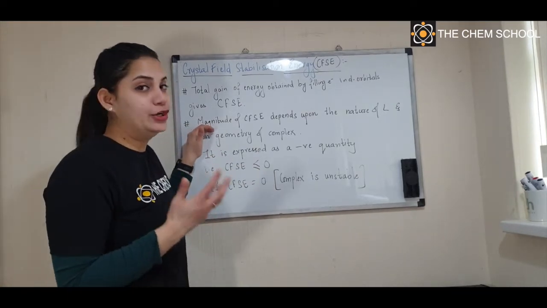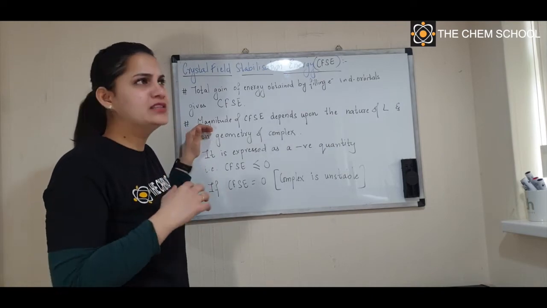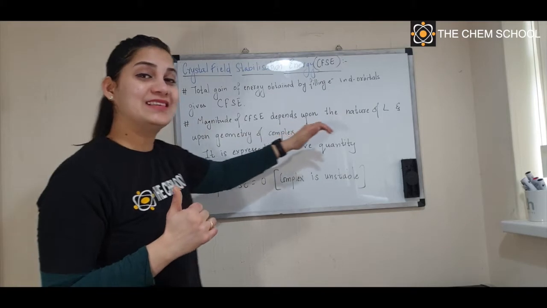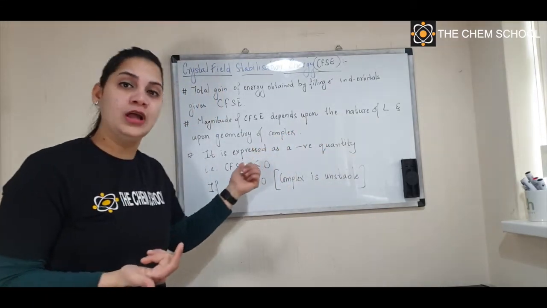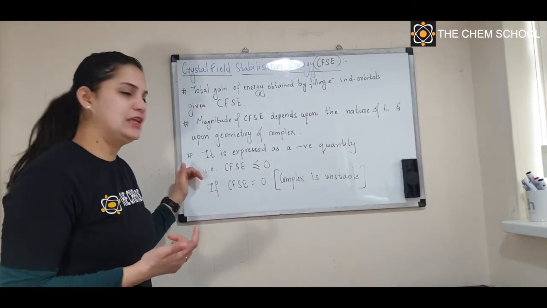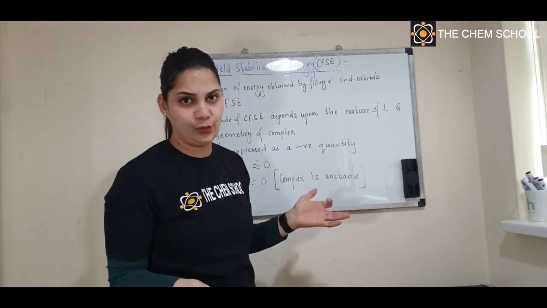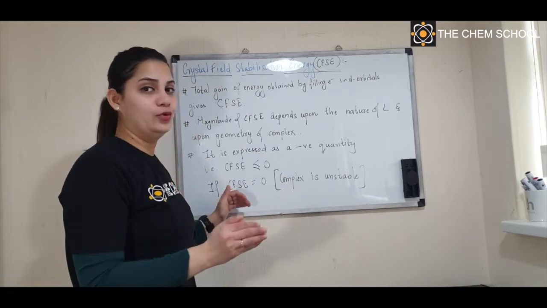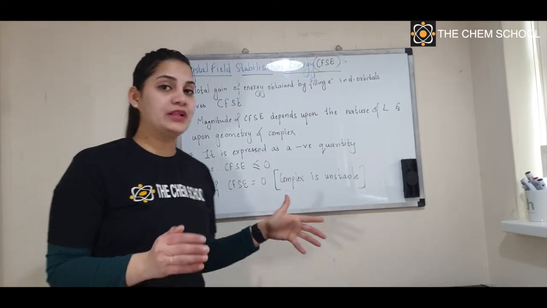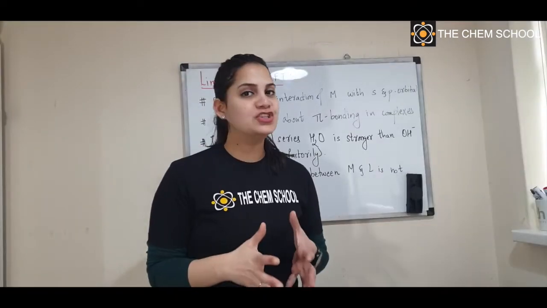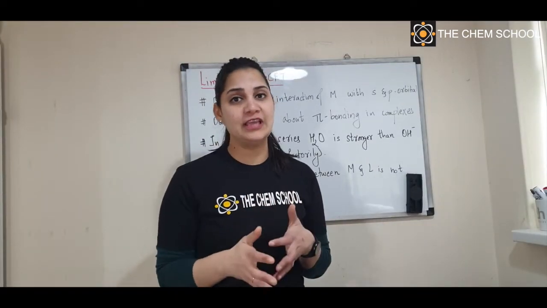Next, the magnitude of CFSE is quantitative in nature. You have two things that affect it: the nature of the ligand and the geometry of the complex. CFSE is usually expressed as a negative quantity, or it can be equal to 0. But if the value of CFSE is 0, then remember that the complex that is formed is going to be unstable.